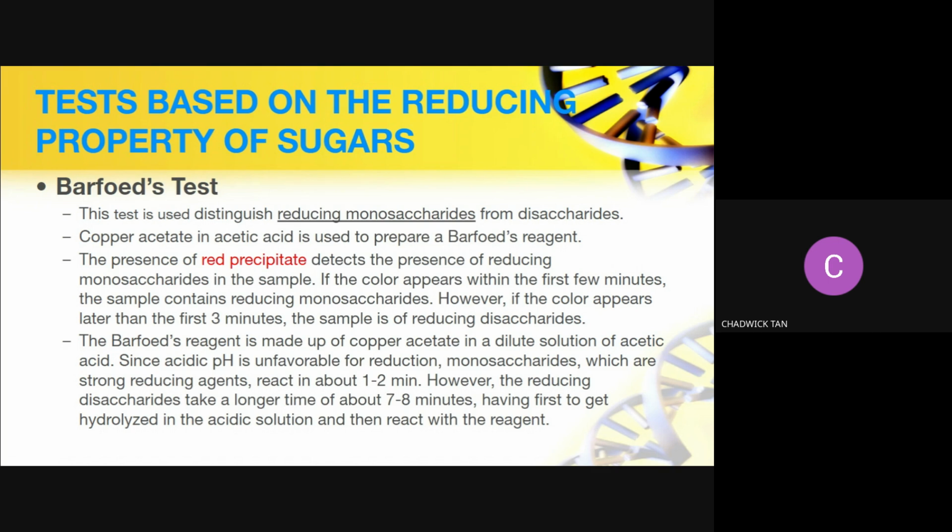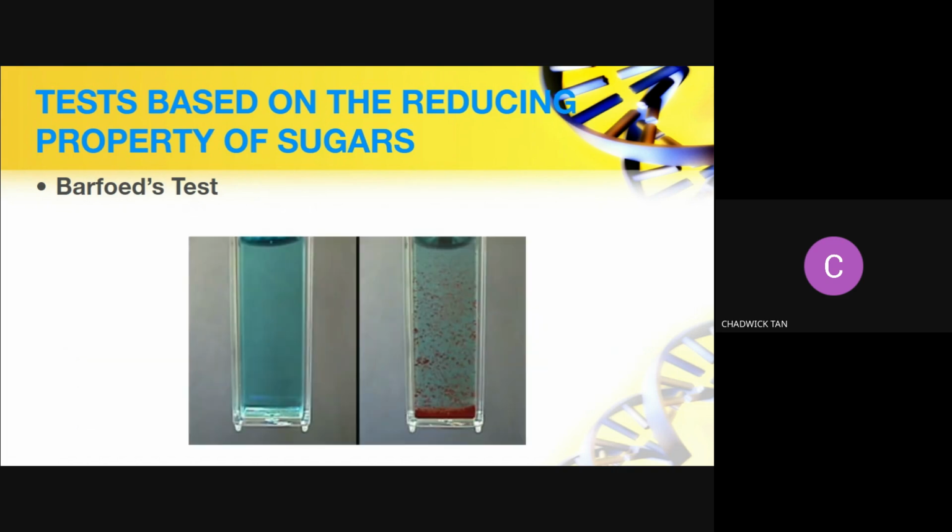Okay? So, yun. So, ayaw mo ng acidic pH. That's why you add yung monosaccharides mo are strong reducing agent. They react in 1 to 2 minutes. Pag reducing disaccharides, they take a longer time, 7 to 8 minutes. So, they have to be first hydrolyzed in acidic solution to react with the reagent. So, ito mangyayari sa Barfoed's test. So, meron kang brick red.